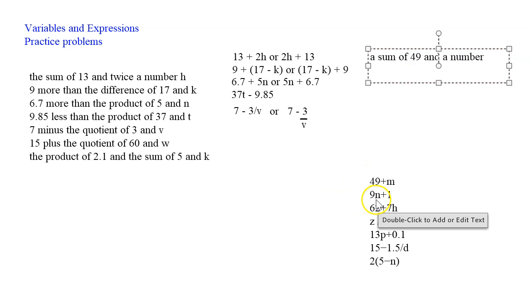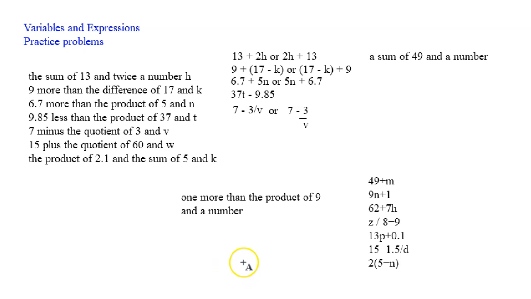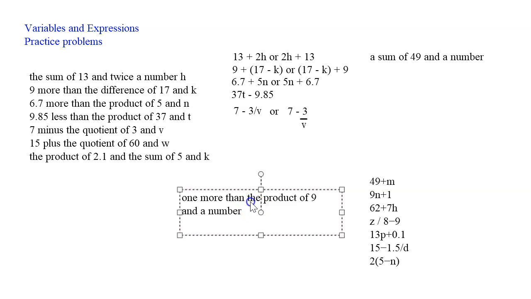Now the next one is 9n plus 1. So this one is one more than the product of 9 and a number. That is one way to write it. You could rewrite it as the product of 9 and a number and then added or increased by 1. It's totally up to you how you want to do those type of problems.